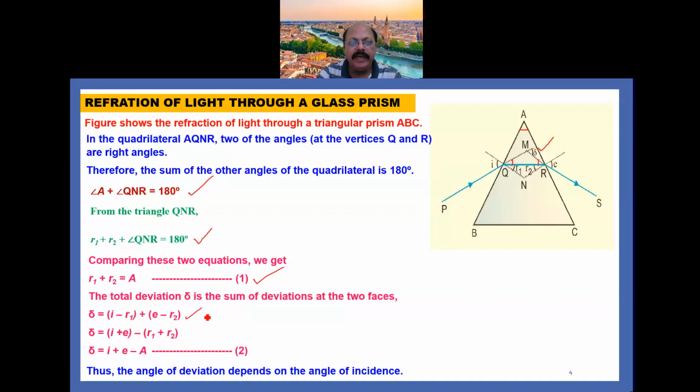Open it, simplify it, then delta equal to I plus E minus within bracket R1 plus R2, but R1 plus R2 equal to A from equation number 1, then the equation becomes delta equal to I plus E minus A, that is equation number 2. Now from here it is very clear that the angle of deviation depends on the angle of incidence. As the angle of incidence changes, then the angle of deviation also changes.